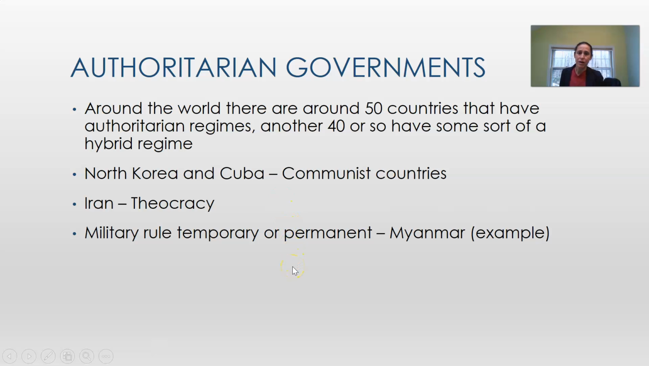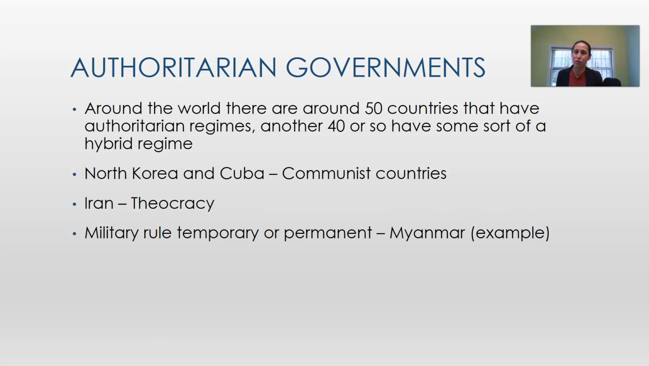So the first thing is that we need to know that there are authoritarian governments. There are governments that are certainly non-democratic, and there are some of them that are purely authoritarian. Others are some combination between what would be an authoritarian regime and something that may look like a democracy.